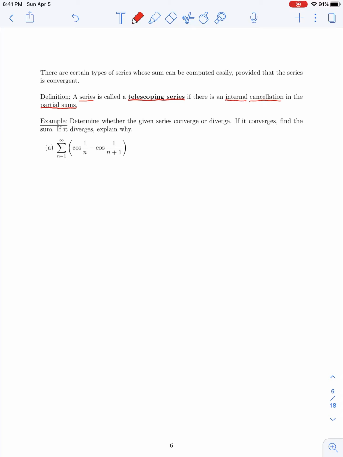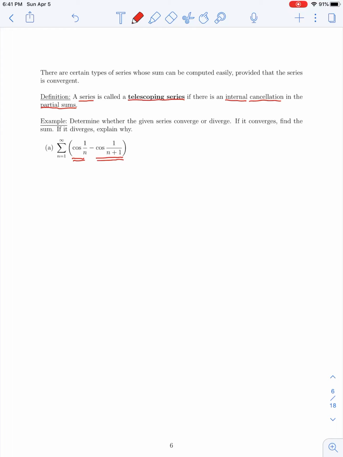So in this next example, we are given some series. We're asked to determine whether it converges or diverges. And if it converges, we want to find the sum. And if it diverges, we want to explain why it diverges. So in part A, we have the sum from 1 to infinity of cosine of 1 over n minus cosine of 1 over n plus 1. So we see that these two terms in the general expression for our series involve cosine of 1 over n and cosine of 1 over n plus 1.